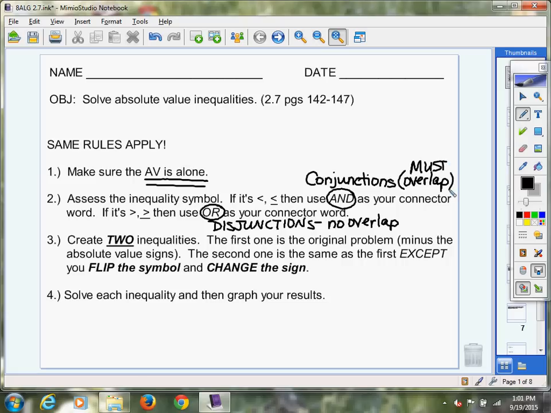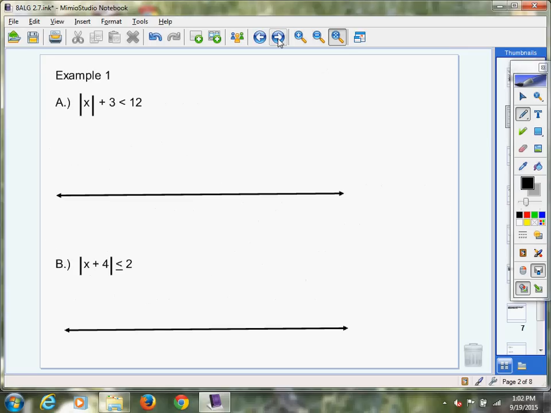Then step 3, we're going to create our 2 inequalities, and I will demonstrate this to you. The first one is exactly what you see without the absolute value signs. The second one, you're going to write exactly like you did before, except you're going to flip the symbol, change the sign. Flip the symbol, change the sign. Then you're going to solve for each inequality and graph our results on one number line. So we've got our steps here. I'm going to take you through these steps as we examine example 1.